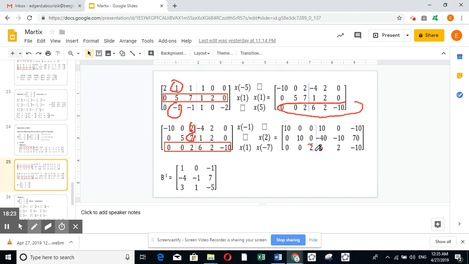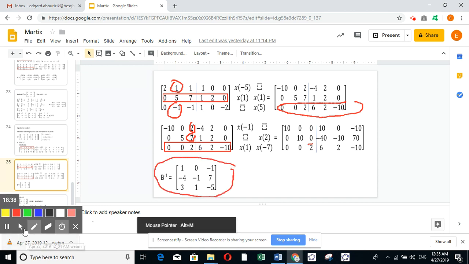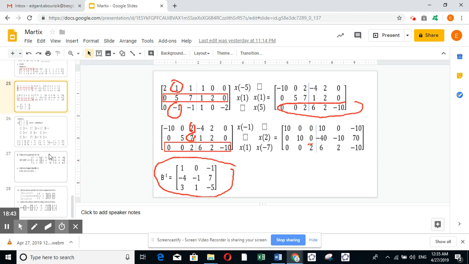4 and minus 14 minus 10. 0 and plus 70 is 70. Now I divide all by 10 here, all by 2 here, and this is B inverse. This is method 1, or you can do it in method 2, the transpose. Let us see it.